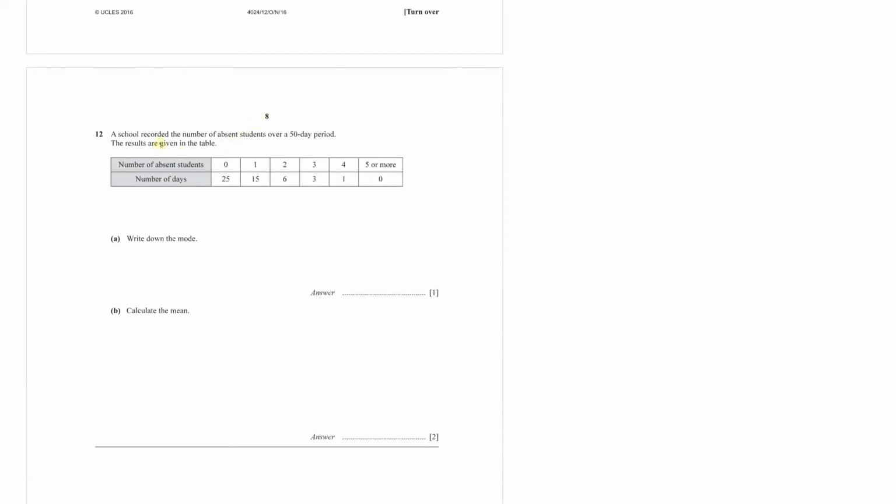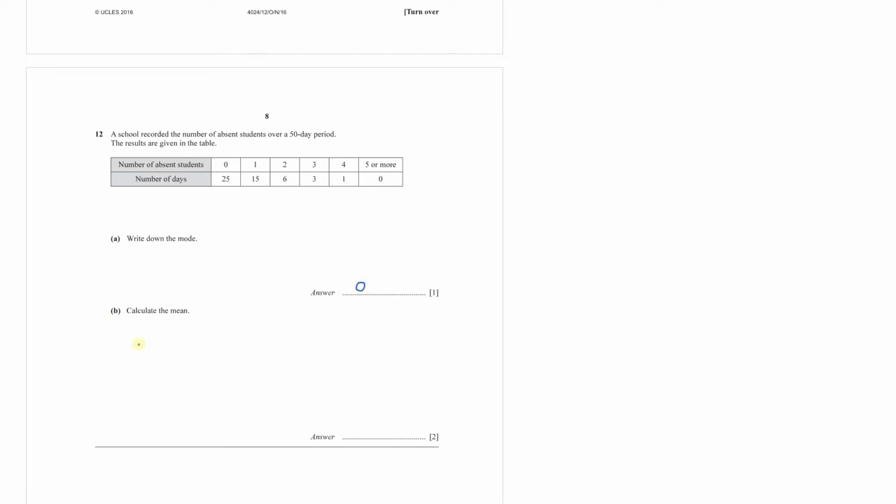Question 12. A school recorded the number of absent students over a 50-day period. The results are given in the table below. So there were 25 days when no student was absent. So zero students were absent on 25 days. There were 15 days with one student absent, 6 days with two students absent, and so on. So write down the mode. The mode is the value with the highest frequency. So the highest frequency here is 25. So the mode value would be 0.